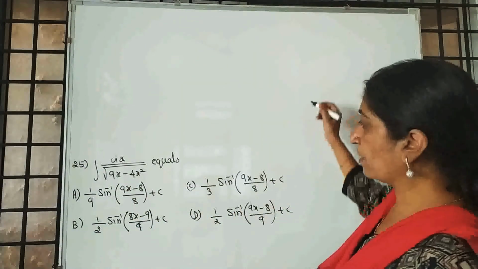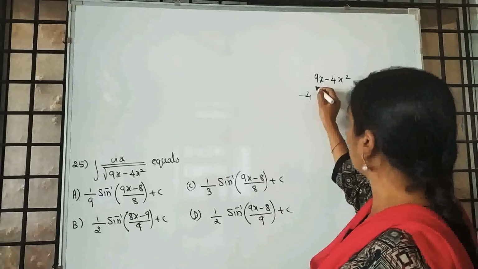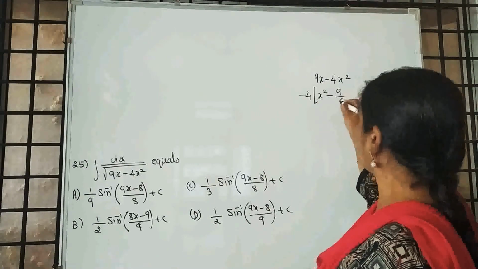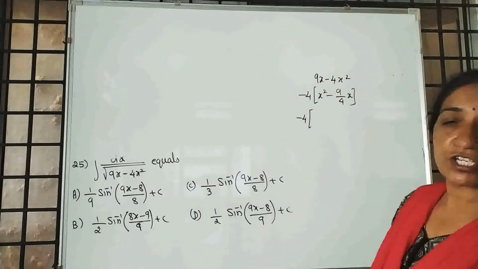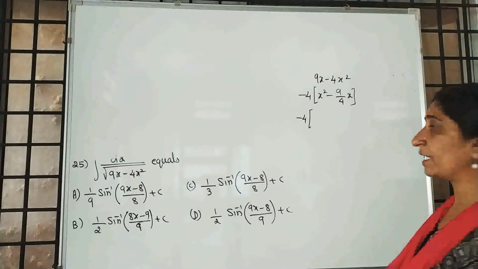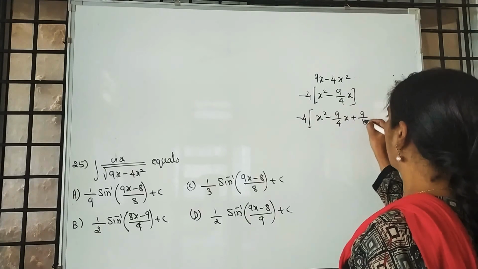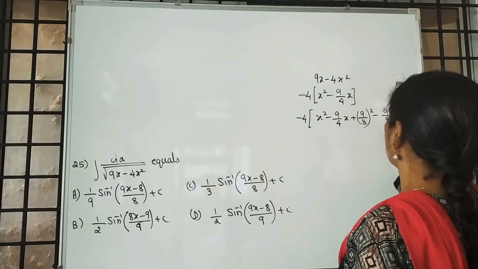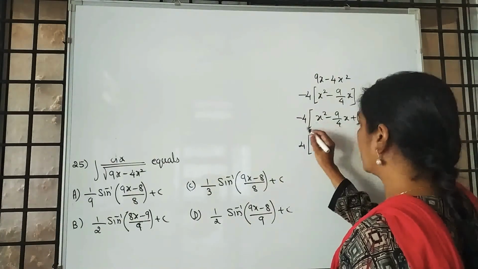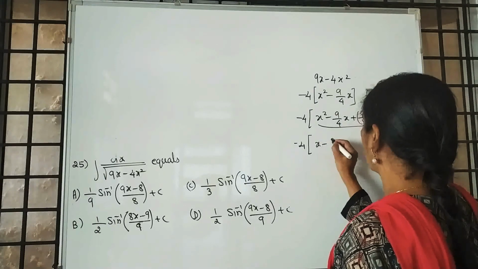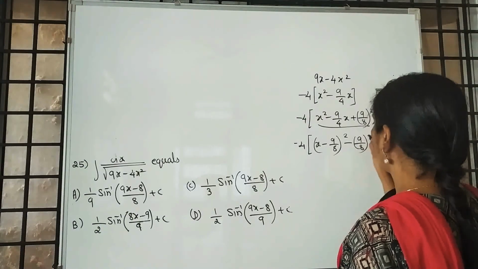9x minus 4x square. We took minus 4 outside. X square minus 9 by 4 x, correct? Now minus 4 I kept as it is, x coefficient is 9 by 4, half of that is 9 by 8. X square minus 9 by 4x plus 9 by 8 whole square minus 9 by 8 whole square. I wrote 4 outside. First make it a perfect square. It is x minus 9 by 8 whole square minus 9 by 8 whole square.